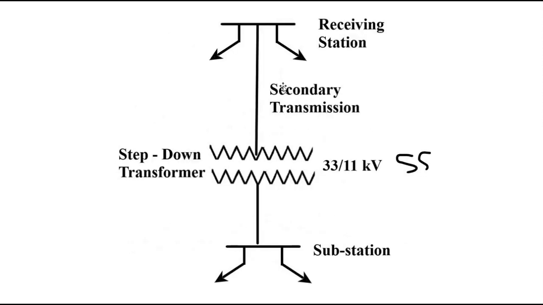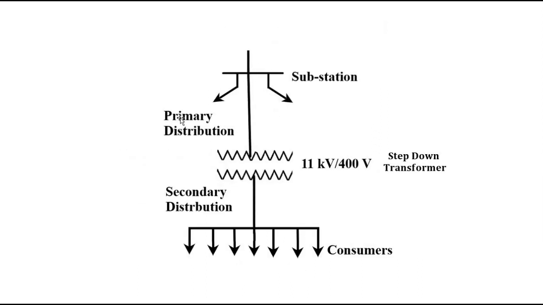Then this 33 kilovolt line forms the secondary transmission, and again it goes to another substation, located at strategic points in the city, where another step down transformer reduces the voltage to 11 kilovolt. It goes to another substation. This 11 kilovolt line forms the primary distribution.